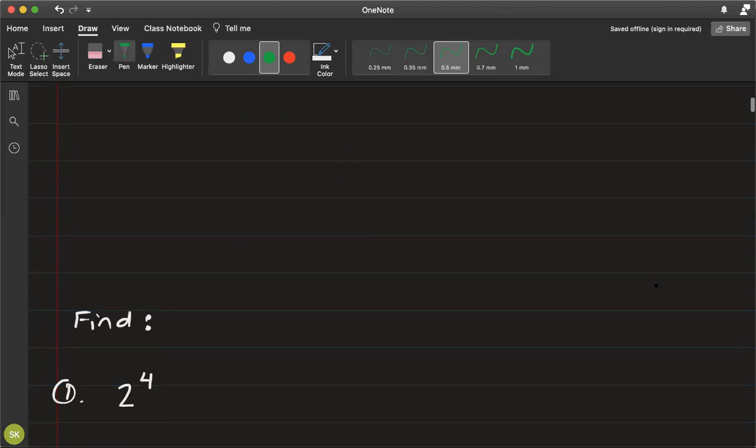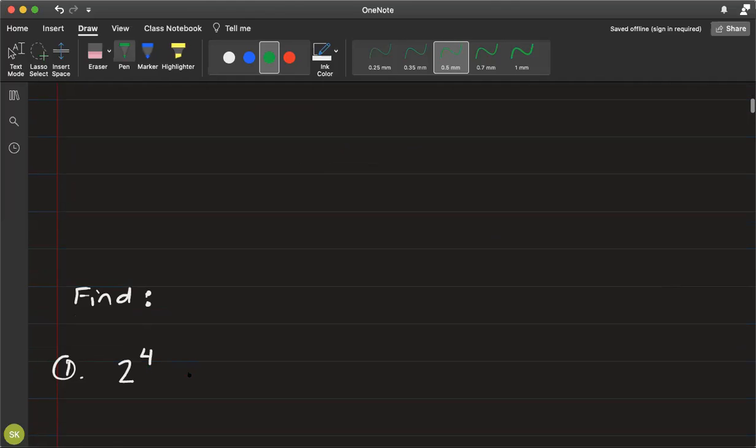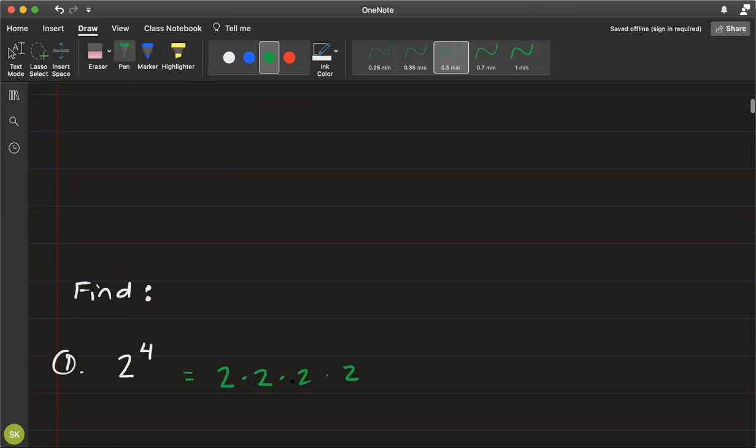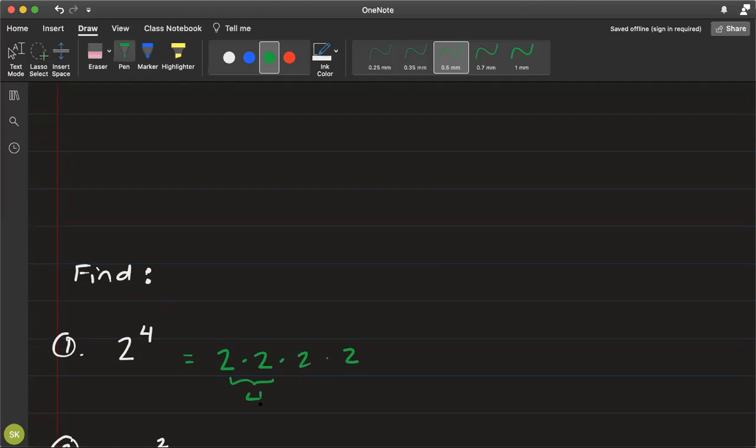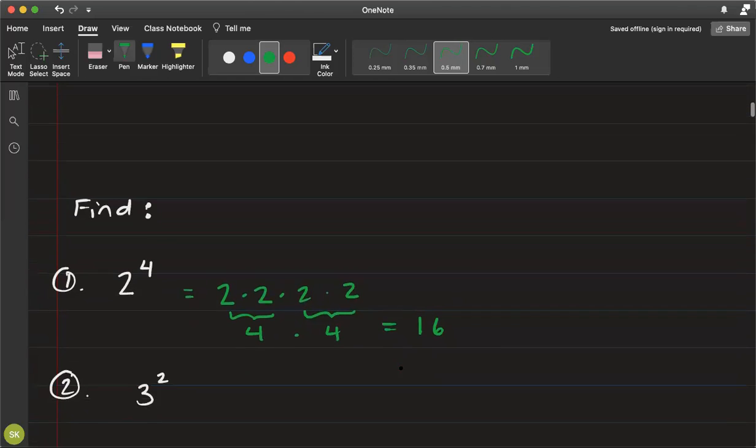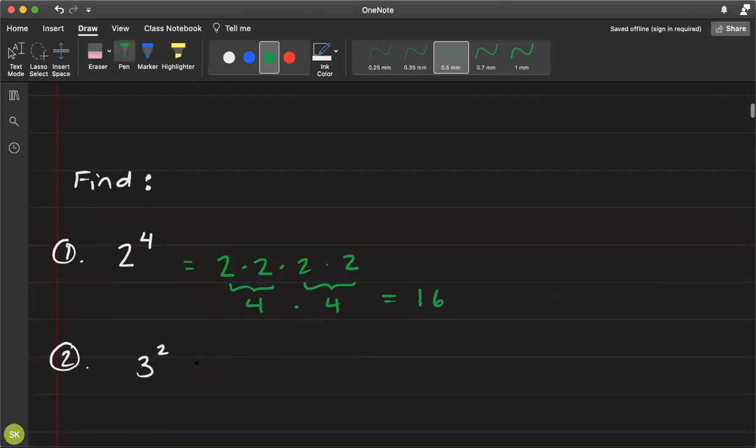Let's do some quick examples. So 2 to the 4th, that is equal to 2 times 2 times 2 times 2. Well, 2 times 2 is 4. This is also 4. So 4 times 4 is 16. So 2 to the 4th is 16. 3 squared is 3 times 3, which is equal to 9. You can see I have 2 of them here.